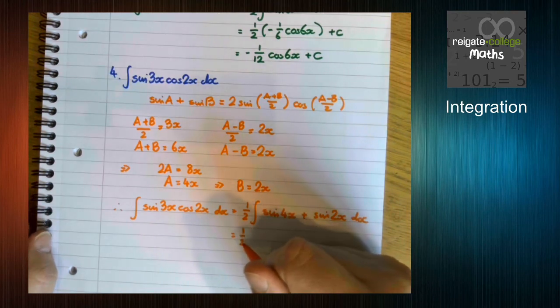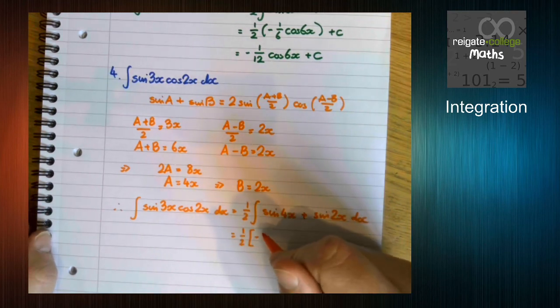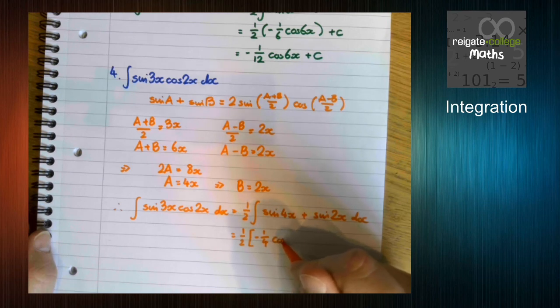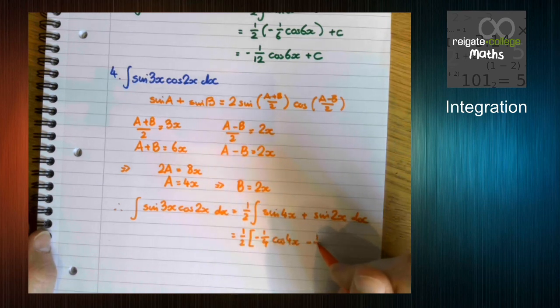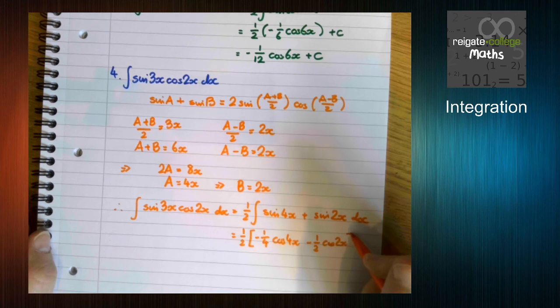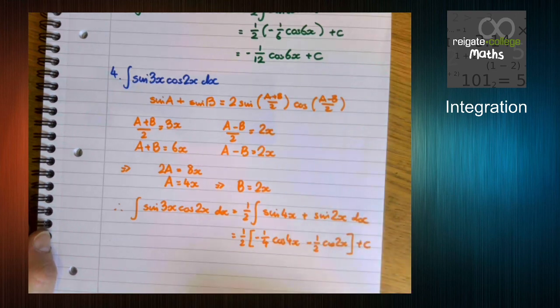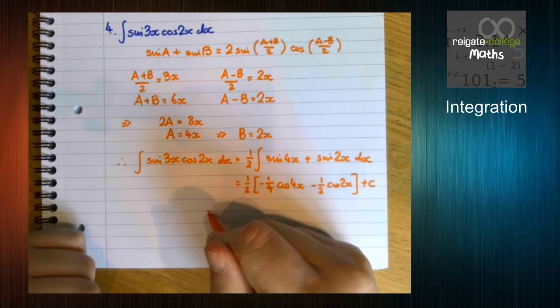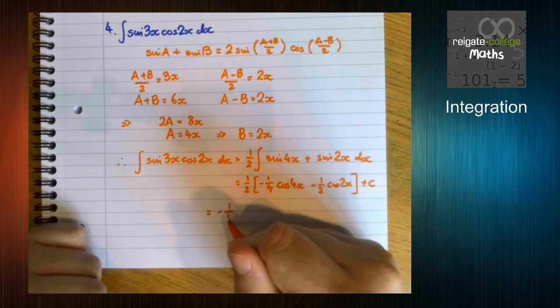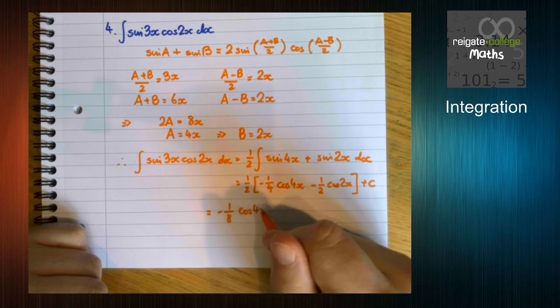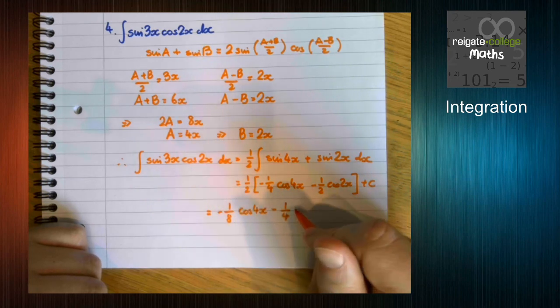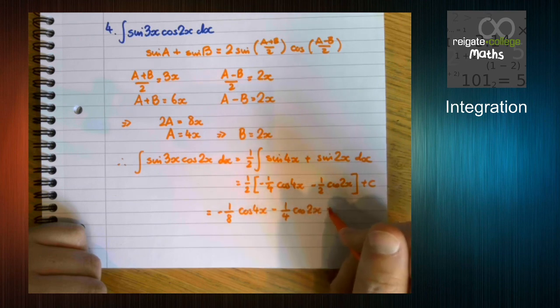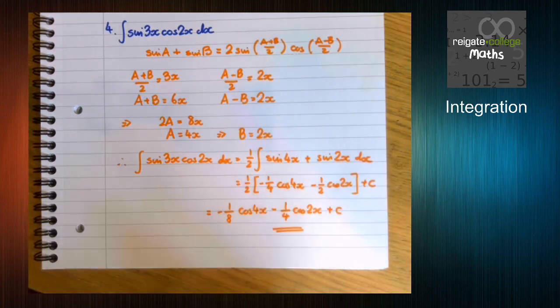So we've got a half, sine goes to minus cos, so this is minus a quarter cos 4x minus a half cos 2x plus c. Yes, we could then expand this to give us a somewhat nicer answer. Minus 1 over 8 cos 4x minus 1 over 4 cos 2x plus c. Not very nice, but very useful properties to think about.